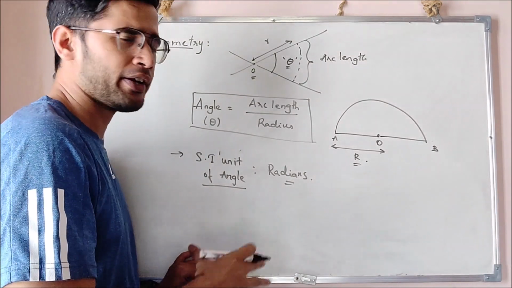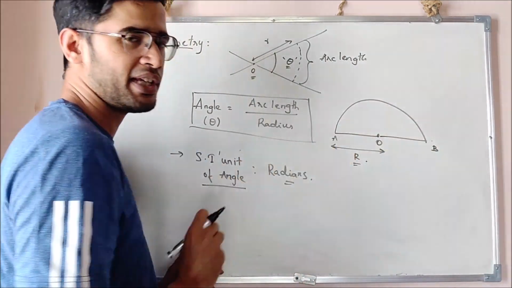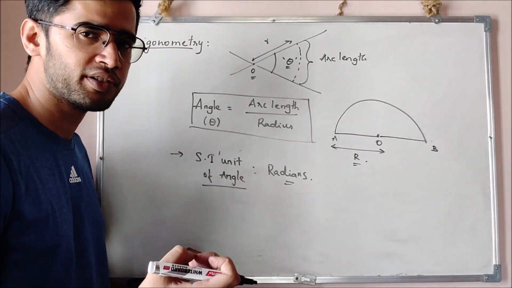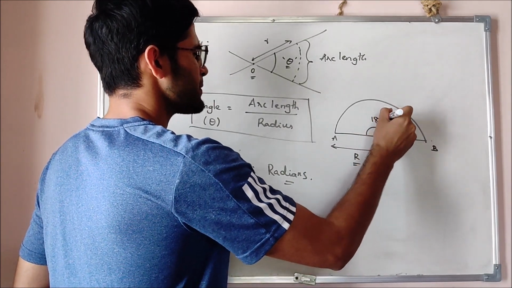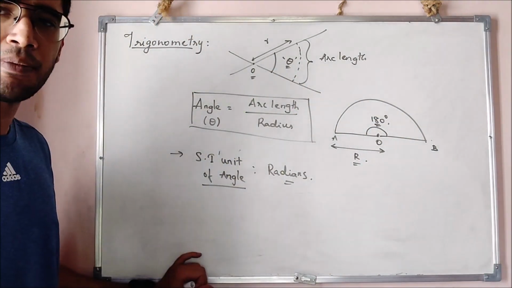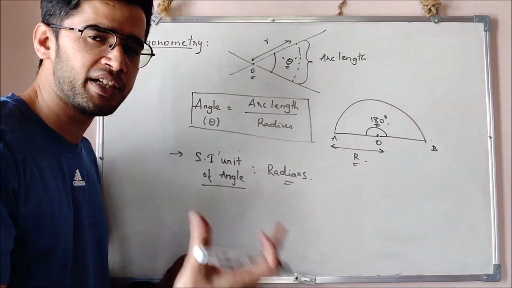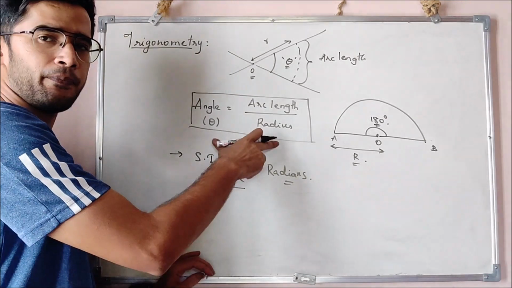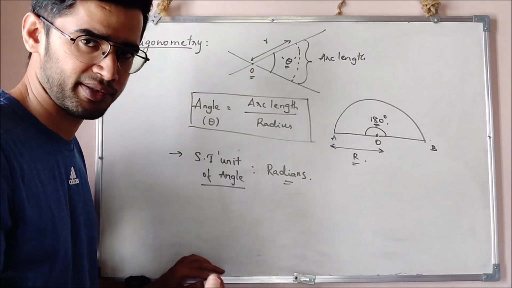So now if I want to find out what is the angle between these two lines, I already know the answer for this. You're already familiar with it. You will say that the angle between these two lines is 180 degrees, right? And this is something you've already read in your previous classes. But now let me use the formula of arc length by radius, and let's see what answer that gives us, right?